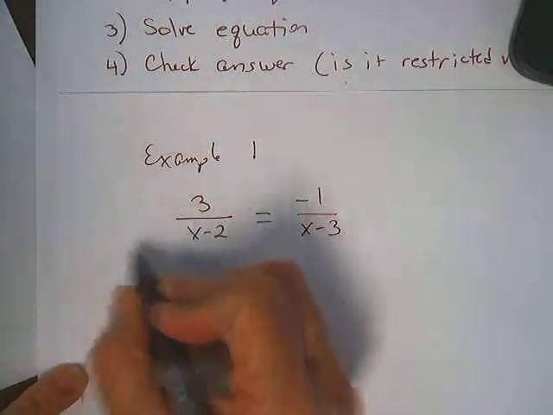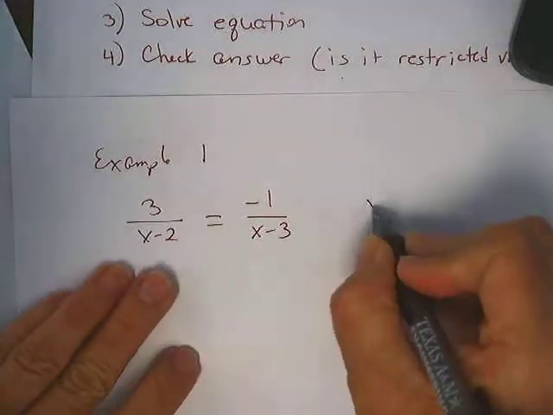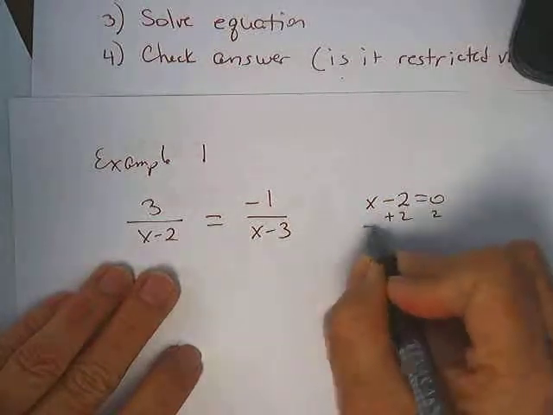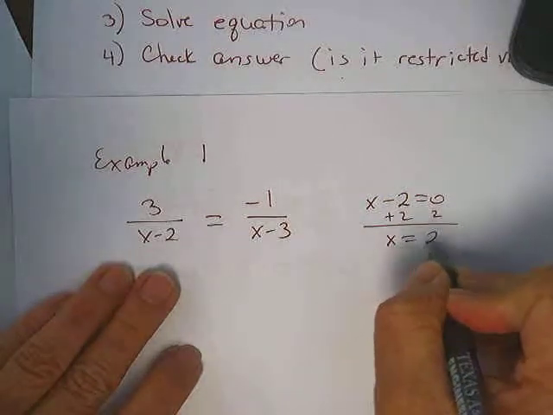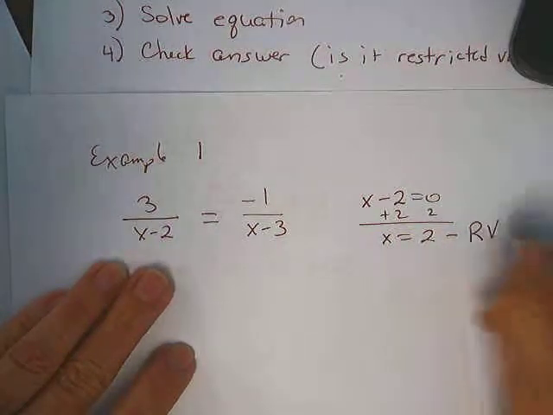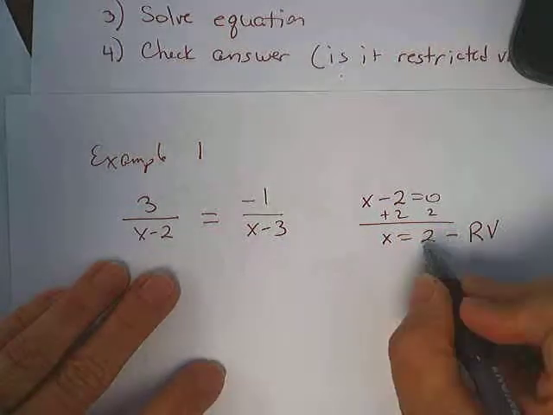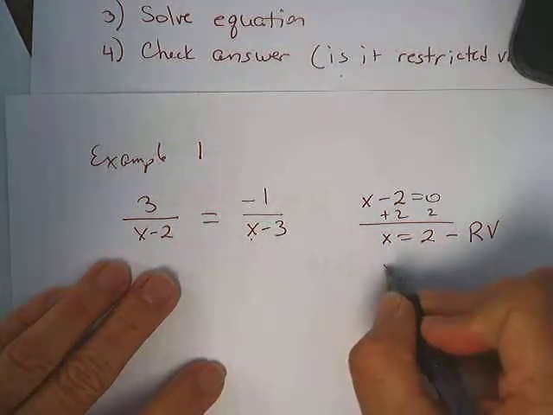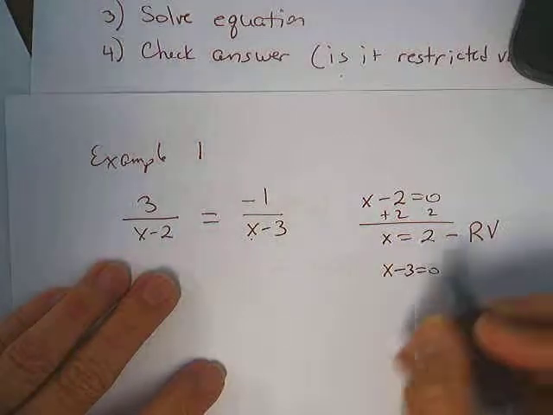And you can just solve that off to the side if you want. So x minus 2 equals 0. If I added 2, I get x equal to 2. That is a restricted value. We call that RV, restricted value. It is not acceptable. We also have this one, x minus 3 is equal to 0.